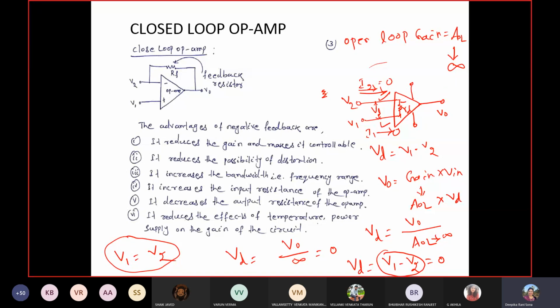How did we prove that V1 equal to V2? This was for the ideal op-amp case only. For all cases, the current towards the op-amp is 0, whether closed loop or open loop. So VD is always V1 minus V2, and RD is infinite for the ideal op-amp, and for the real op-amp it is about 2 mega ohm. Then from that I proved that for the operational amplifier V1 equal to V2.